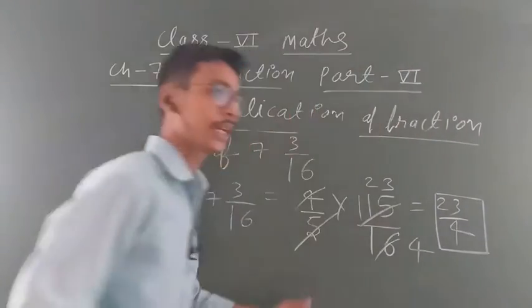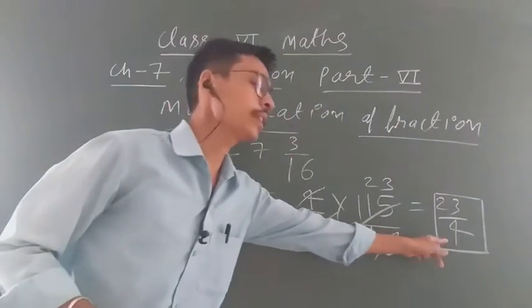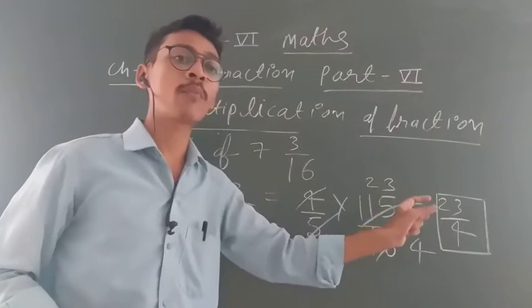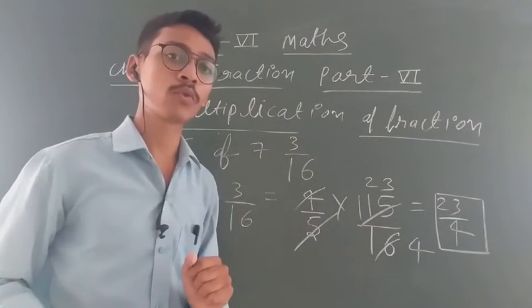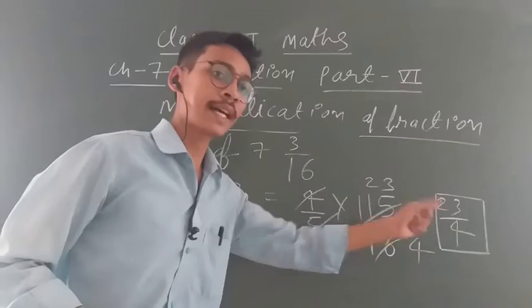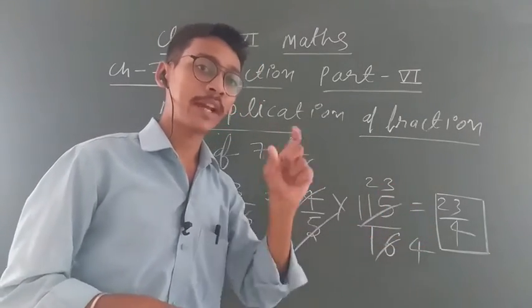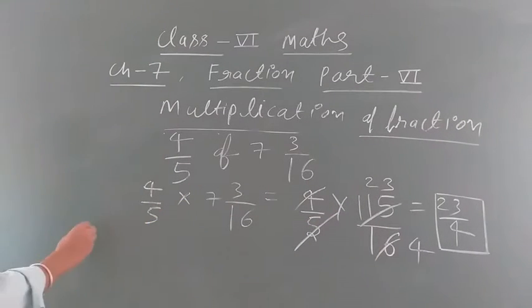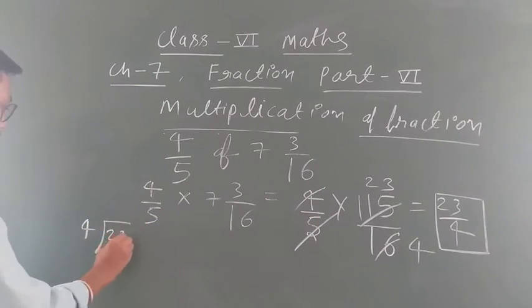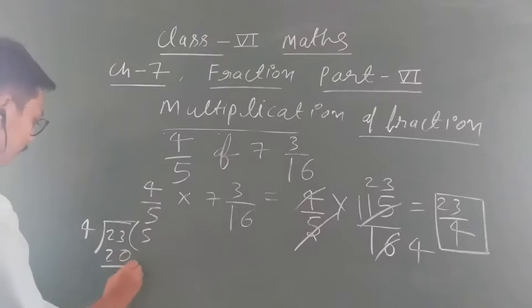But let us assume in the options this answer will not be given. It will be given in the form of mixed fraction. So don't be confused. If this question is asked in the form of MCQ, it may be possible it will be given in the form of mixed fraction. So what you will do student? Mixed fraction. So 4 and you will divide. 4 5s are 20. What is left? 3. You know that process.